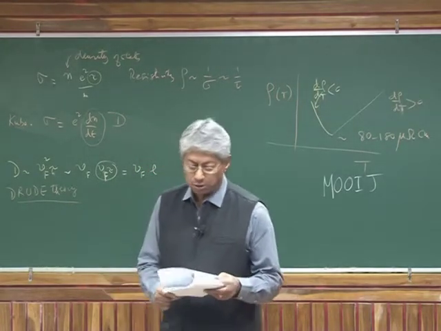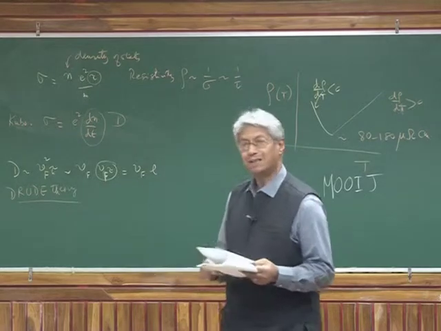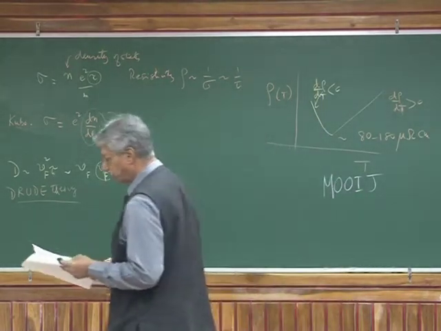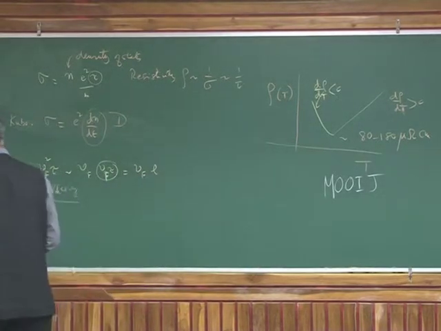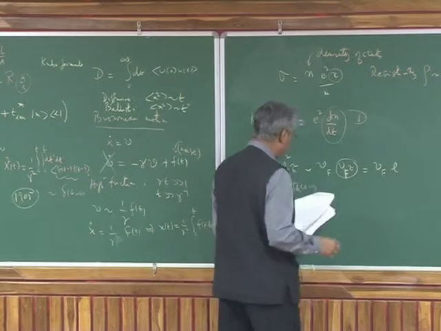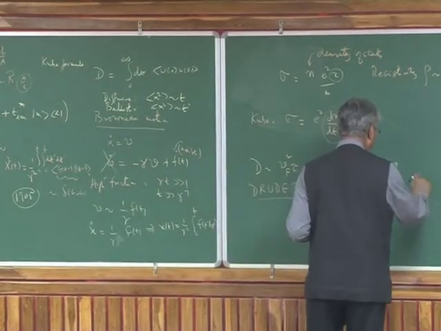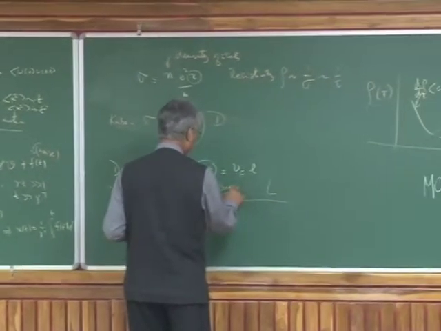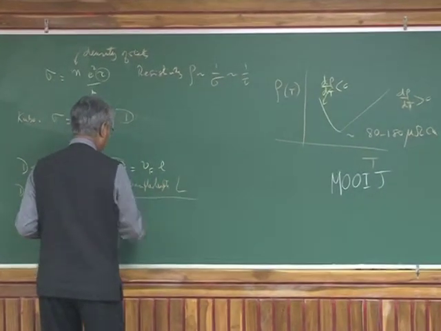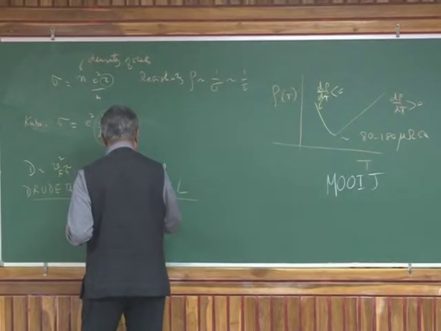So now, it also means that if I have an electron wavelength lambda, there are three length scales. One is the sample length scale L. The other is the mean free path length.